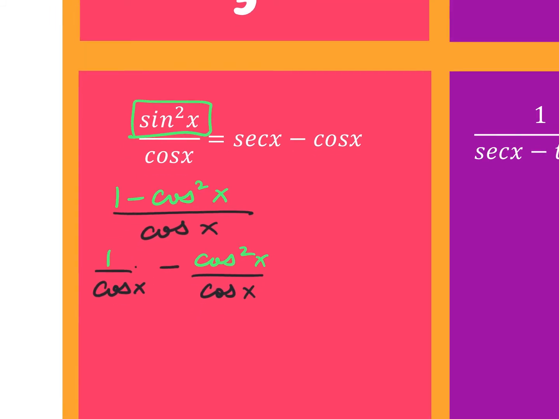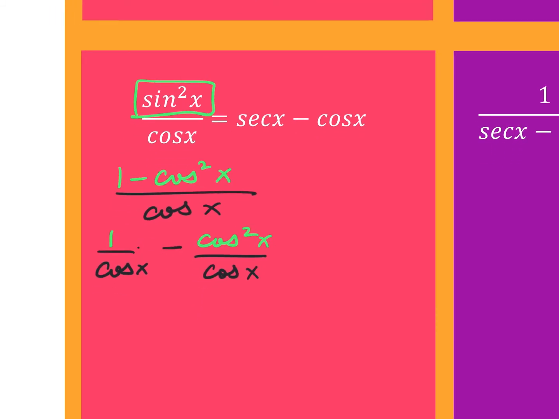Now what I'm going to do is, again, glance over at what you're trying to get to. I'm trying to get to a secant. So I'm going to use my reciprocal identity because this is equivalent to secant. And this I can just simplify, get rid of the exponent here, and then this out of the bottom, and then I'm just left with cosine x. And that's where I wanted to get to.